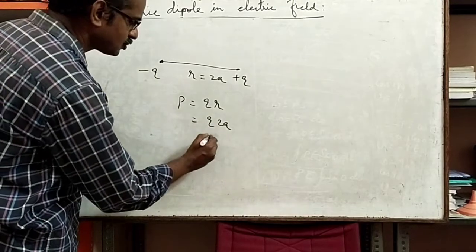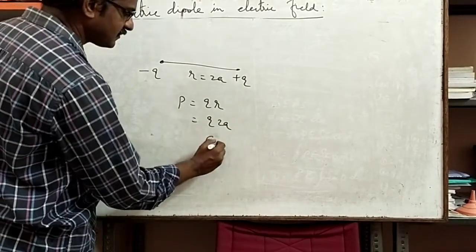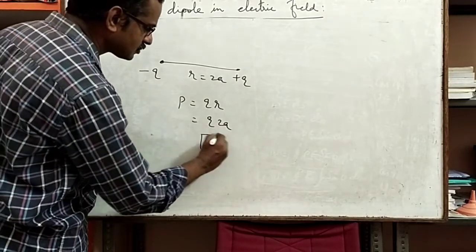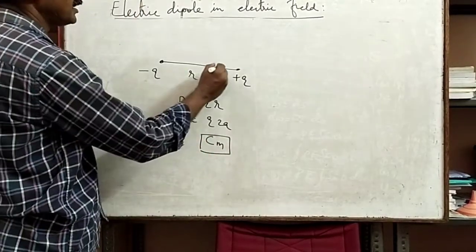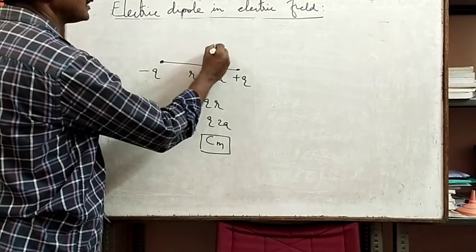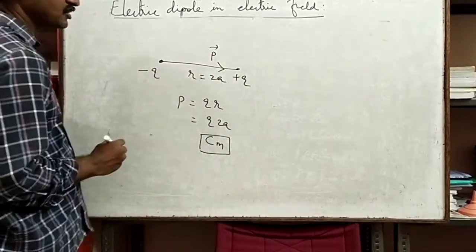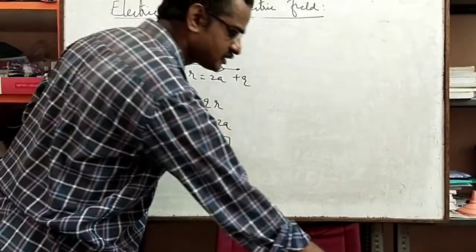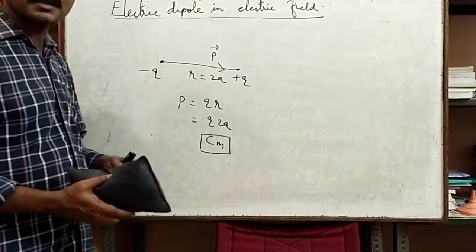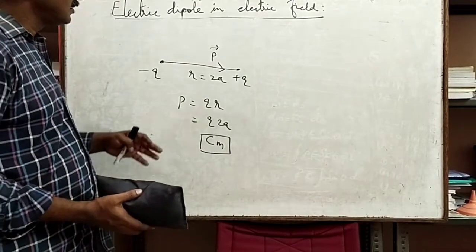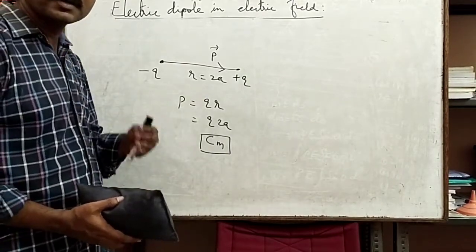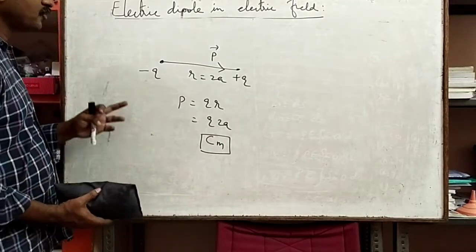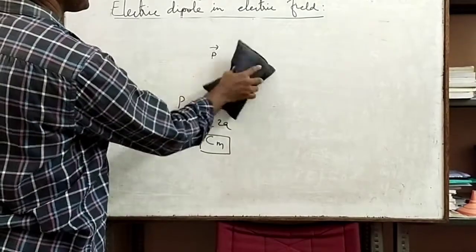Unit of charge is coulomb. This is distance. Unit of distance is meter. Therefore, the unit for electric dipole moment is coulomb meter. Electric dipole moment is a vector quantity. It acts from minus q to plus q. So, an electric dipole is two equal and opposite charges separated by a small distance. Electric dipole moment is the product of one of the charges and the distance between the charges of the electric dipole. Its unit is coulomb meter.